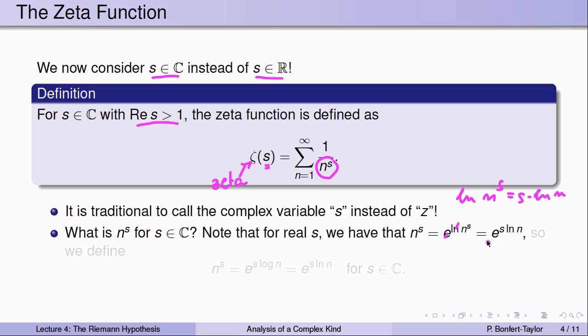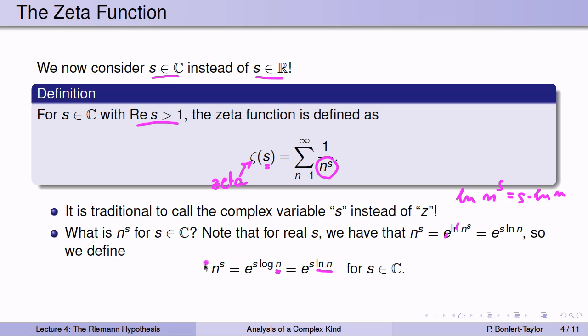So n to the s is therefore the same as e to the s times natural log of n. And we use that to define for complex s what n to the s equals. We say n to the s equals e to the s log n, where logarithm is the complex logarithm, but because we're talking about n just being a real number, we can actually just use the natural logarithm right here.